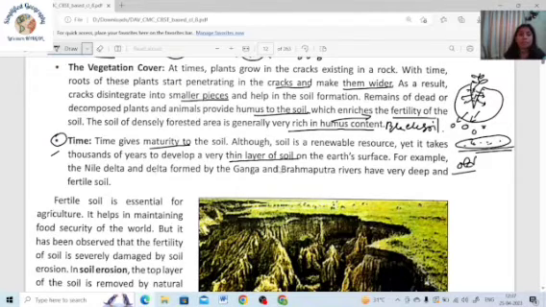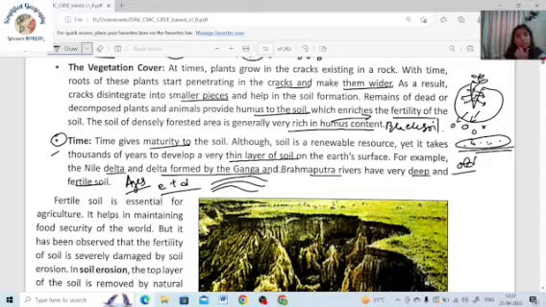For example, the Nile Delta and the delta formed by the Ganga and Brahmaputra rivers have very deep and thick fertile soil. How come we are getting this? Since ages, all these erosion, transportation and depositional actions are going on, and layer after layer the river systems are depositing sediments. That's why we get a thick cover of soil here in the delta or the lowland region.